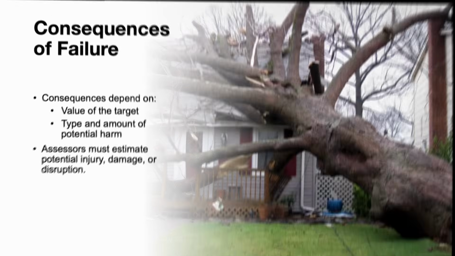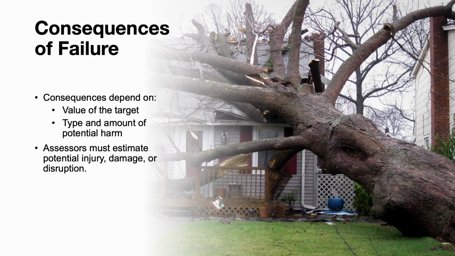And even if a tree is likely to fail, we must also ask, what happens if it does? That's where consequences come in. We look at the value of the target, whether it's a person, car, house, or a power line. Then how much harm failure might cause. This includes injury, property damage, or even service disruption.